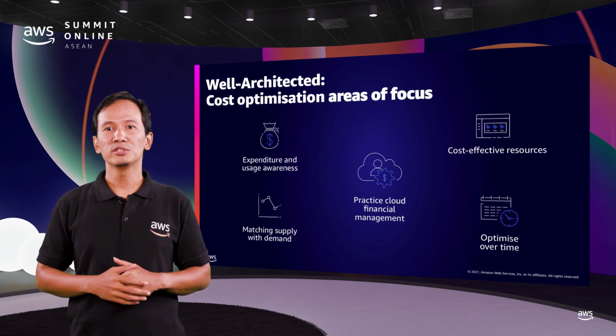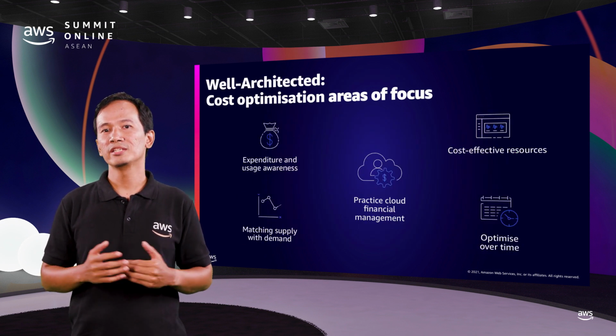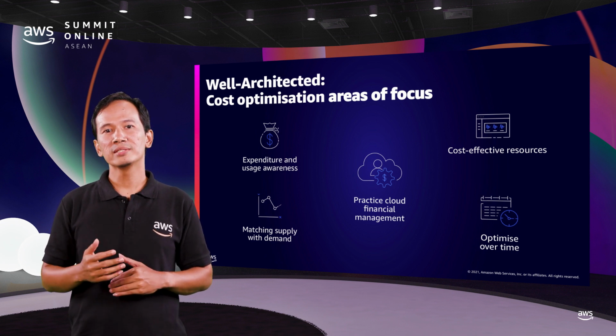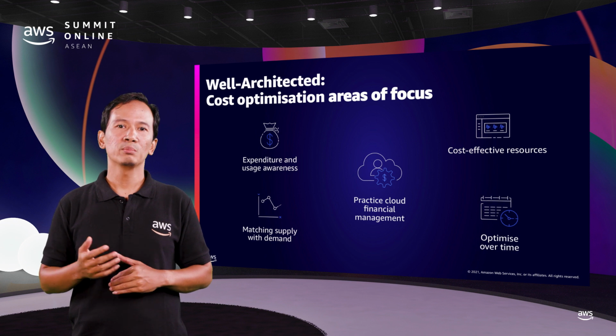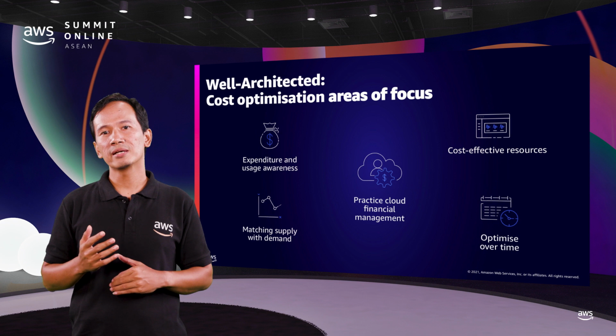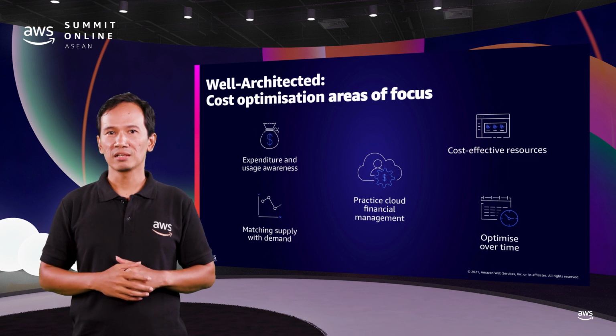Other principles that you need to know and learn are what we already documented in the AWS Well-Architected Framework. This helps you understand the decisions you make while building workloads on AWS. Basically, there are 5 focus areas for cost optimization in the cloud.